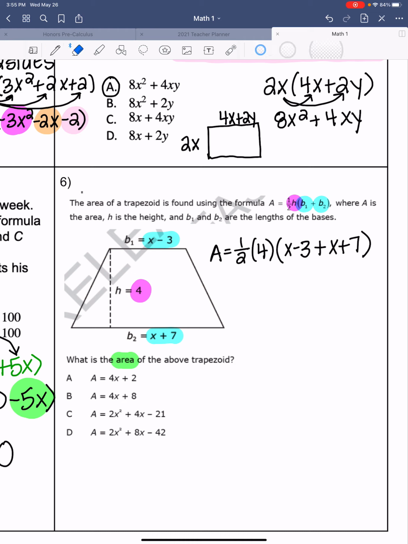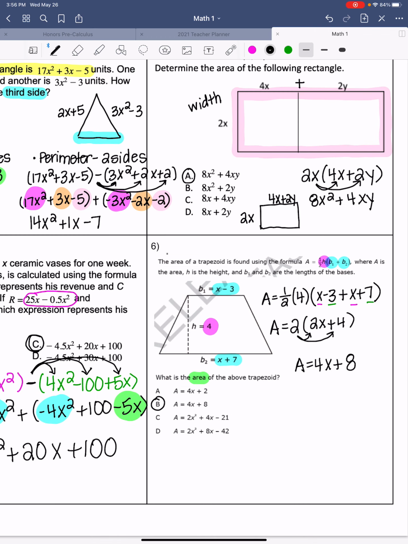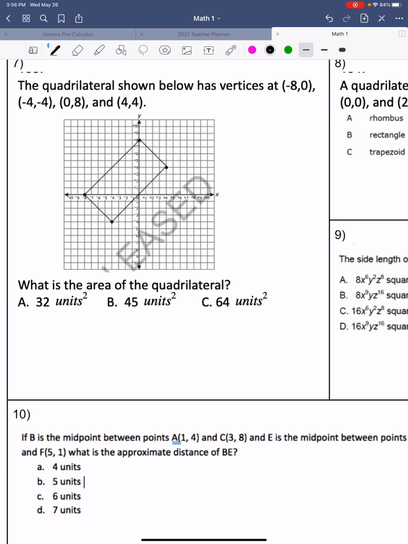So let's kind of simplify here. So we have 1/2 of 4, that's going to give me 2. And then right here, I'm going to combine x and x. I'm going to add those together and make 2x. And then I have negative 3 and 7 are going to make positive 4. And then at this point, we would just need to distribute. So the area equals 4x plus 8. And that's my area.